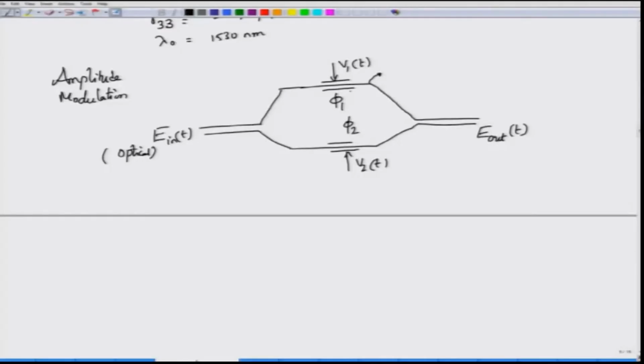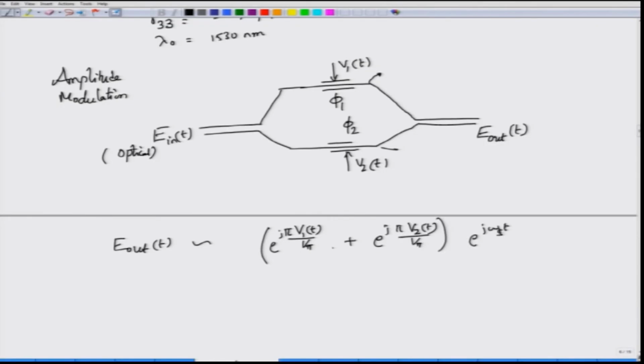Assume a 50-50 splitter. You know how to obtain the electric field here, because this is simply a phase modulated wave, and this is one more phase modulated wave, and then you know how to combine them, right. So, when you do all that, you will see that E out of t will have components e to the power j pi V1 of t by V pi plus e to the power j pi V2 of t by V pi, okay. There will also be an e power j omega st term, and some additional amplitudes that I do not really want to worry about. So, there will be some additional constant factors that we can eliminate.